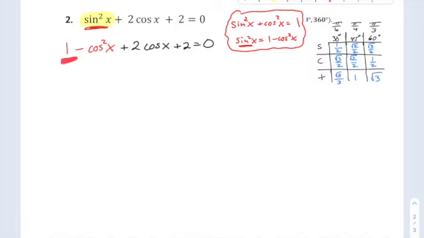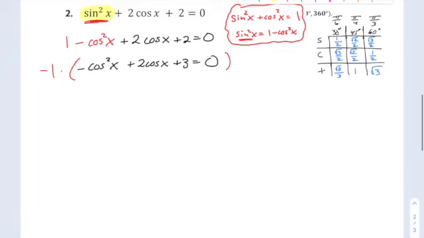Okay, so combine our like terms. This positive 1 with that positive 2 is going to give you positive 3. So we're going to have negative cosine squared plus 2 cosine of x plus 3 is equal to 0. And I'm going to try to factor this now, but when our lead term has a negative coefficient, that's usually where I'll factor out a negative 1, or just divide everything by negative 1, or multiply everything by negative 1, however you want to think about it. It's all the same algebraically to get the job done. So I'm going to multiply everything by negative 1, basically just switching the sign. So now it's positive cosine squared minus 2 cosine of x minus 3 equals 0.